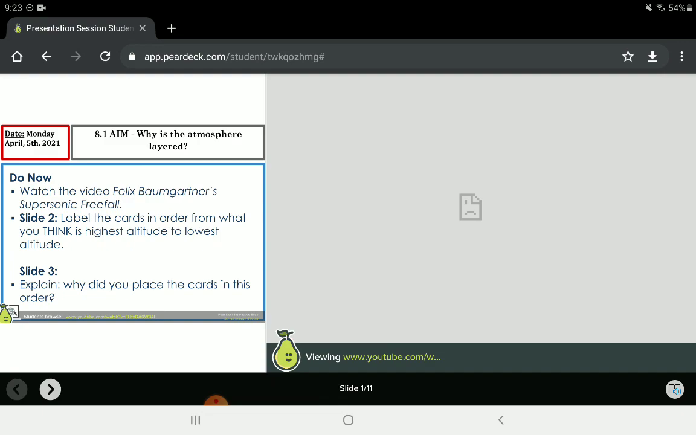Why is the atmosphere layered? This is going into our weather unit, which we are starting today. So what you're going to do is first click on that link that says youtube.com, and watch the video called Felix Baumgartner's Supersonic Freefall.